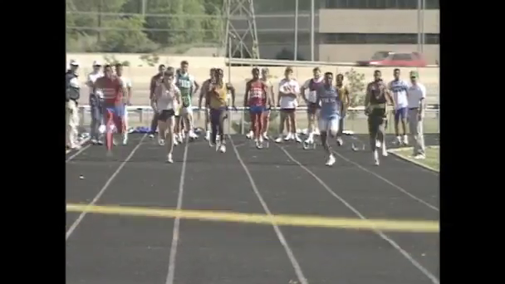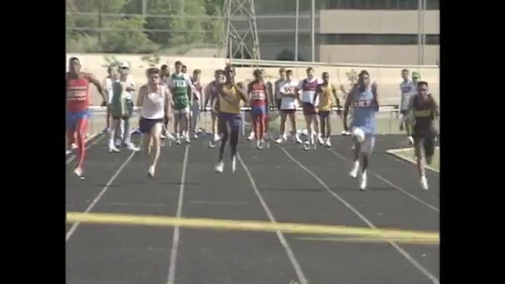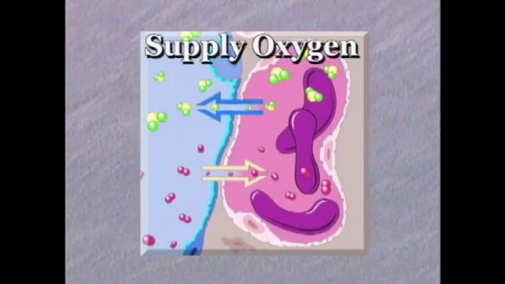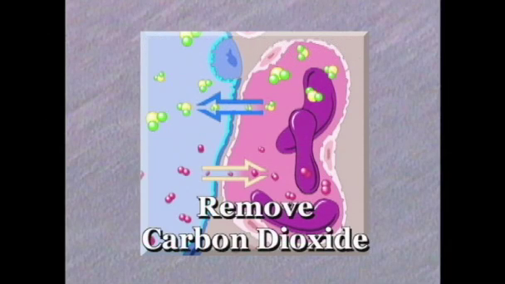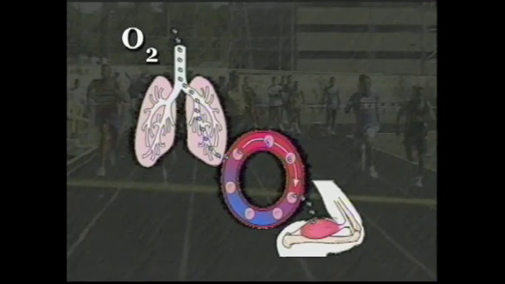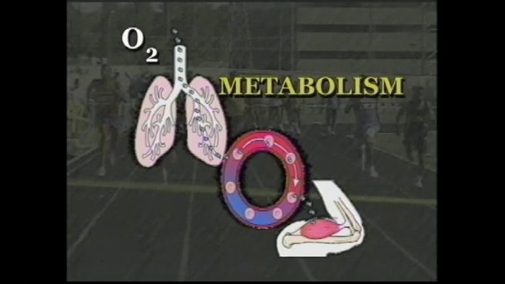Respiration. It is the exchange of gases between an organism and its environment. Our respiratory system is designed to supply cells of the body with oxygen and remove the carbon dioxide. Oxygen is needed by cells of the body for the burning of food material to produce energy. We know this process as metabolism.